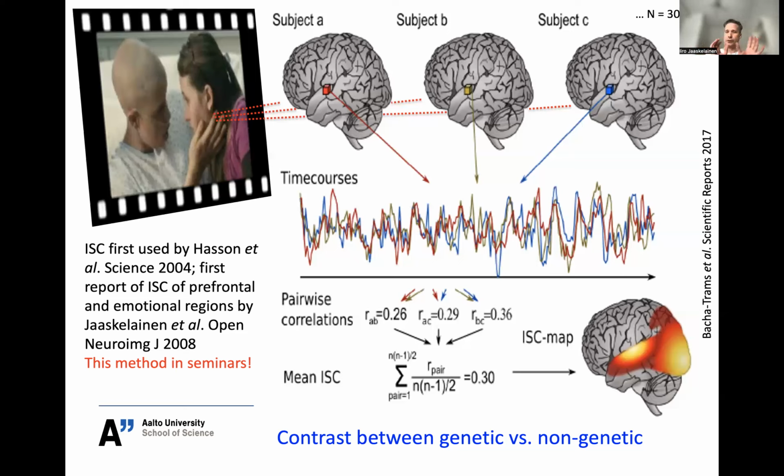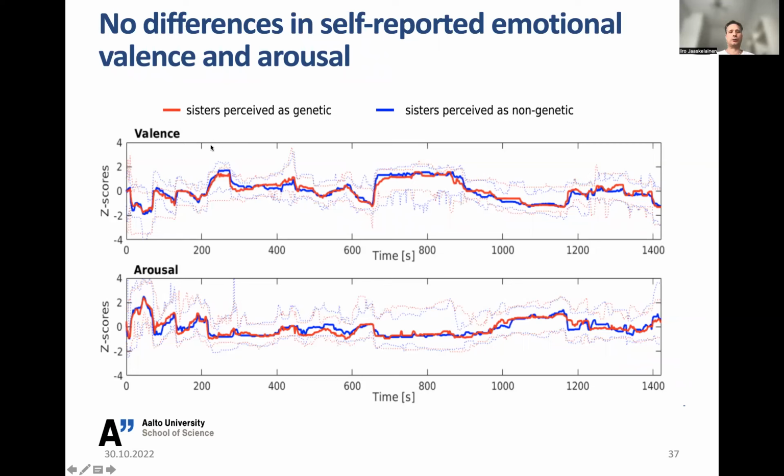First of all, we had some behavioral measures. There were no differences in self-reported emotional valence and arousal. The sisters here were perceived as genetic, indicated by red color. The blue color indicates the adopted case, and as you can see, emotional valence, is it good, high ratings, is it bad, and neutral in between. You can see these ratings go very nicely, and there's no differences between groups. Also for arousal, from very low to high, no differences between these two viewing conditions.